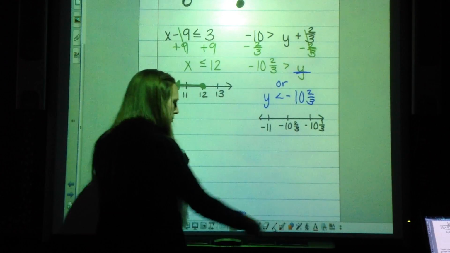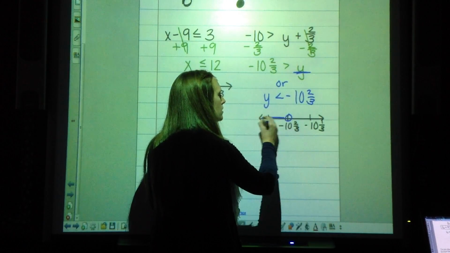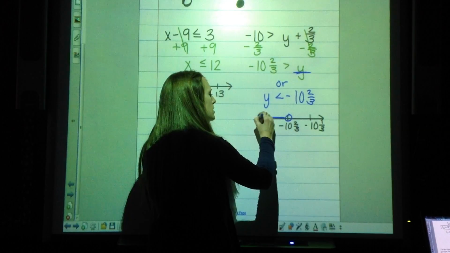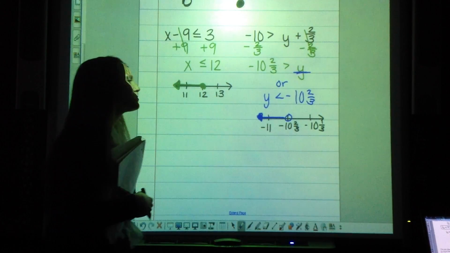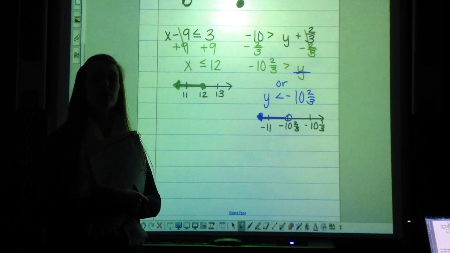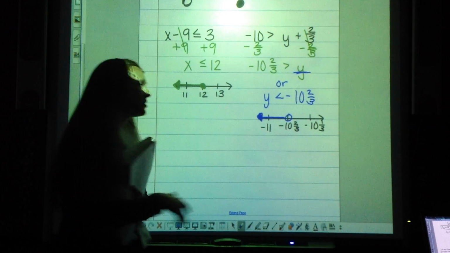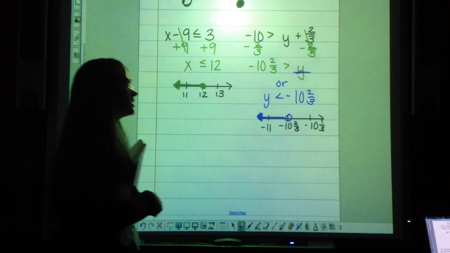Less than is open. The answer to this inequality is anything smaller than negative 10 and 2/3. This time our answer does not include this because this is not shaded.